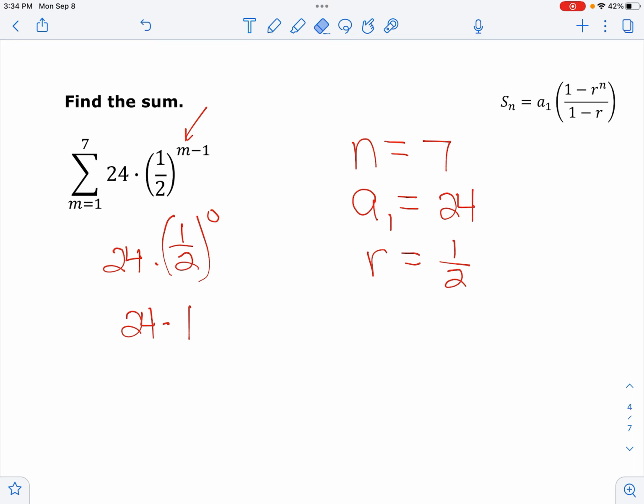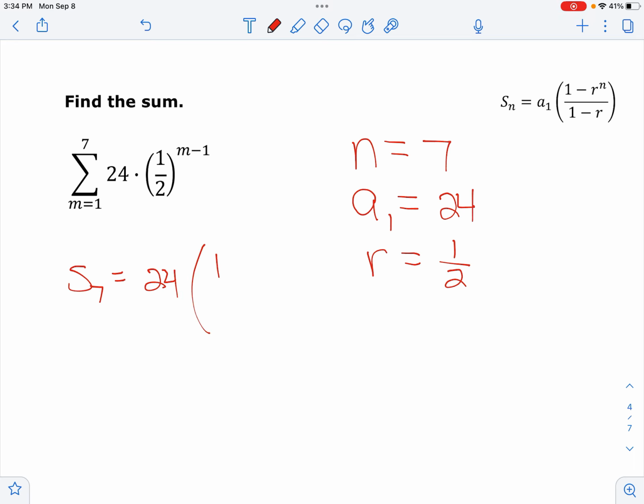Hopefully that makes some sense. Now we're going to use this formula right here. We've got everything we need. Let's do it. So this would be S sub 7 is equal to my first term, 24, times 1 minus a half to the 7th power, over 1 minus a half.